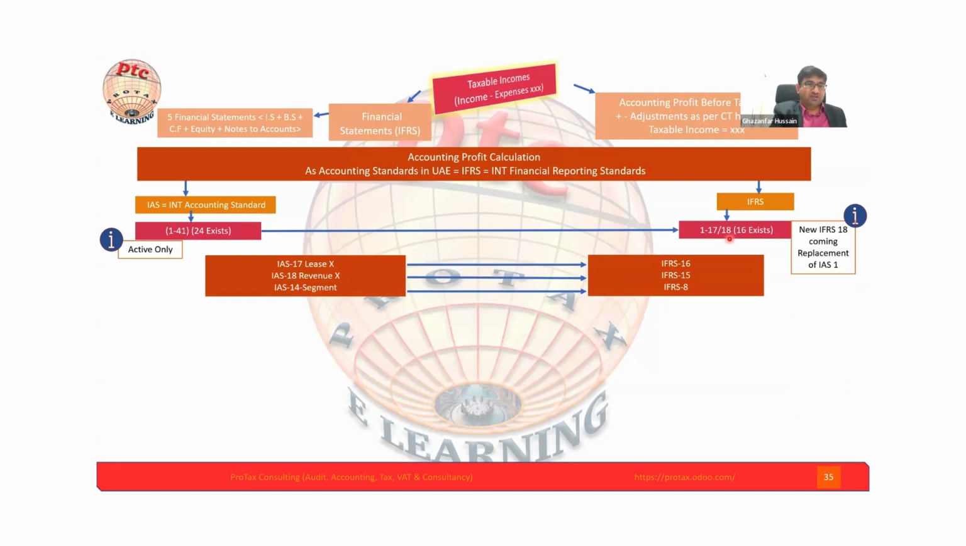Let's see a couple of standards that were previously part of IAS and now are part of IFRS. IAS 17 converted to IFRS 16, IAS 18 revenue converted to IFRS 15, IAS 14 segment reporting converted to IFRS 8.